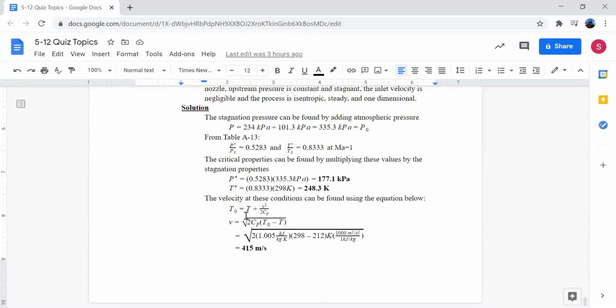And then if you wanted to know the velocity at the exit, you would use this equation for stagnation, and then this is your outlet temperature, which was given, and that's all you have to do.